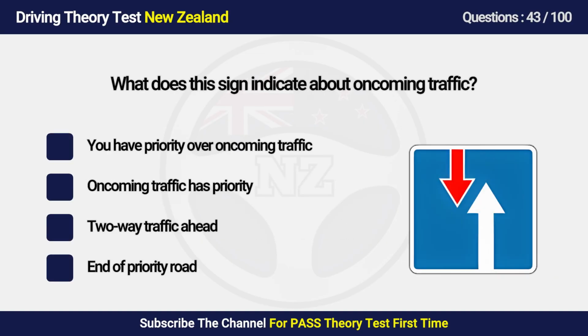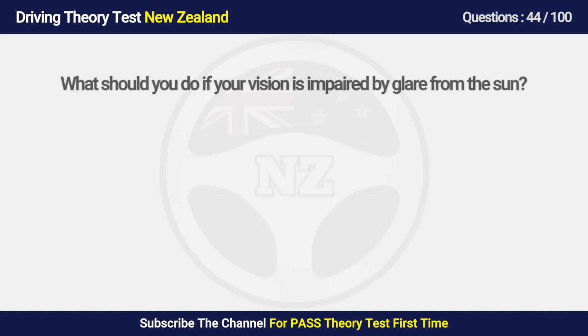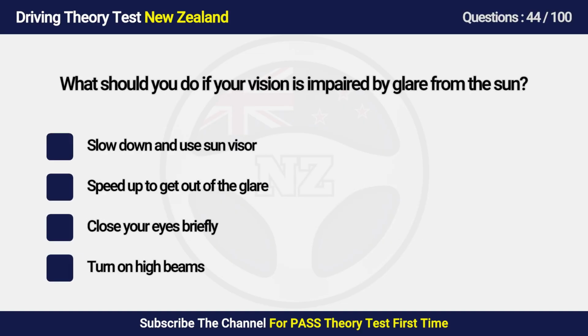A. You have priority over oncoming traffic. B. Oncoming traffic has priority. C. Two-way traffic ahead. D. End of priority road. Answer is A. You have priority over oncoming traffic. This sign means you have priority over any oncoming traffic, typically on a narrow section of road, such as a bridge, where only one vehicle can pass at a time. Question 44. What should you do if your vision is impaired by glare from the sun?